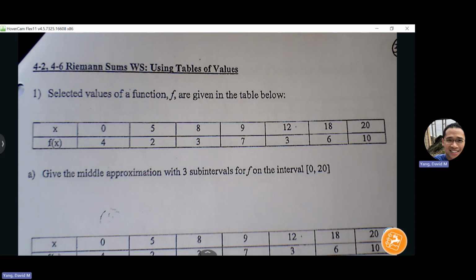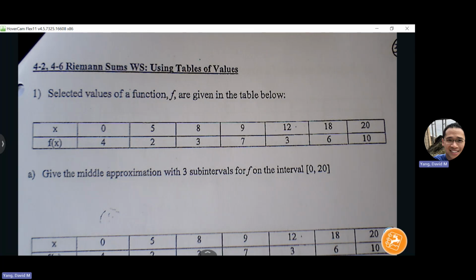Your width is always going to be subtracting your endpoints. So that's a width of 8. This is a width of 4. And this is a width of 8 as well. So it just looks a little different. And then the height, this would be the left height, this would be the right height, and this will be the middle height. And then the area or the Riemann sum for this will be 8 times 2 plus 4 times 7 plus 8 times 6.